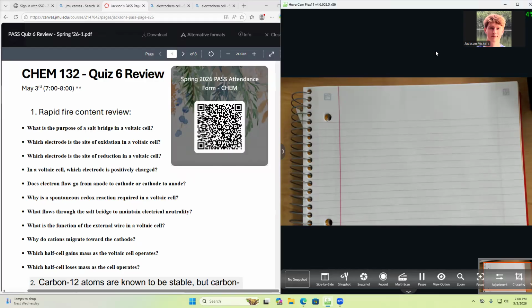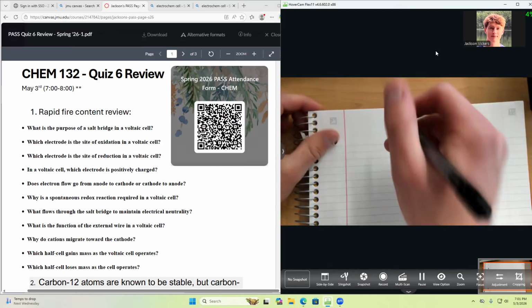So actually, the first one is a bad example. You can't really call it out. But what is the purpose of a salt bridge in a voltaic cell? Does anyone want to raise their hand? Yeah. Yep. So I started off with a bit of a trickier one.